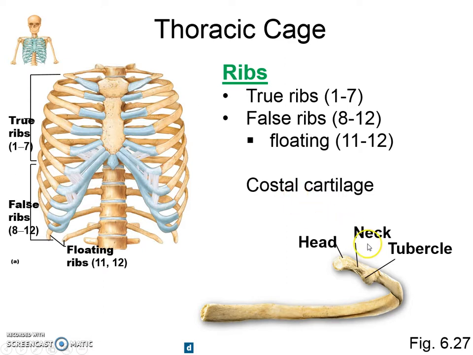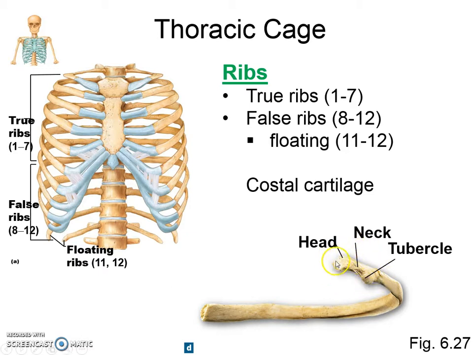Now, if you take a look at each individual rib, you'll notice these 3 features on it, and this is where it attaches to the vertebrae in the back. Turns out that each rib will connect to your thoracic vertebrae. And this is important because remember how many thoracic vertebrae you have? 12. And you also have 12 ribs. So each rib is going to connect to a thoracic vertebra.